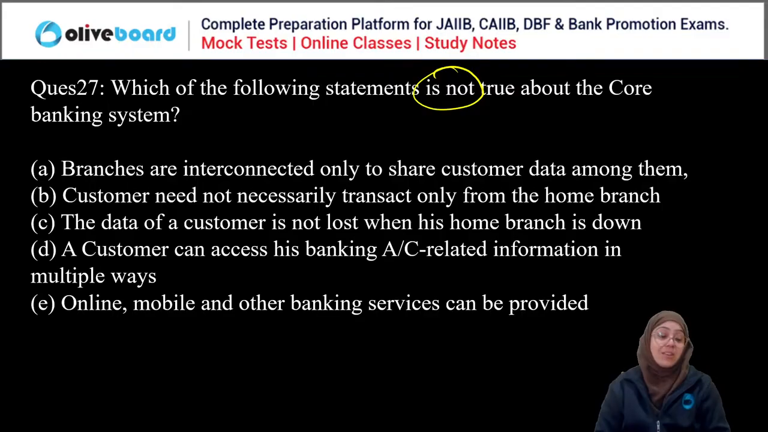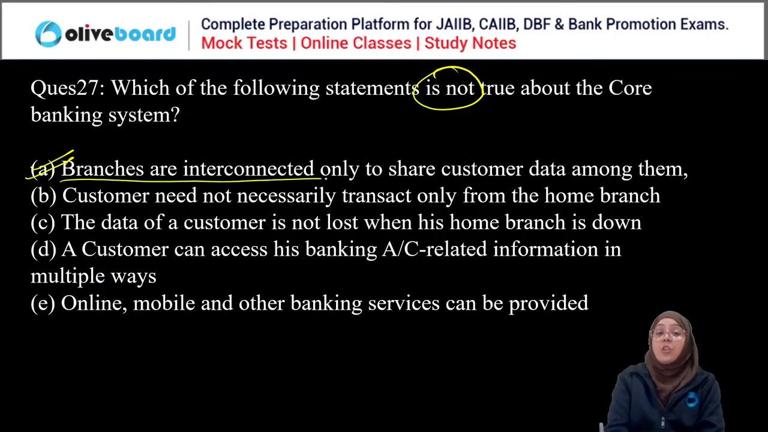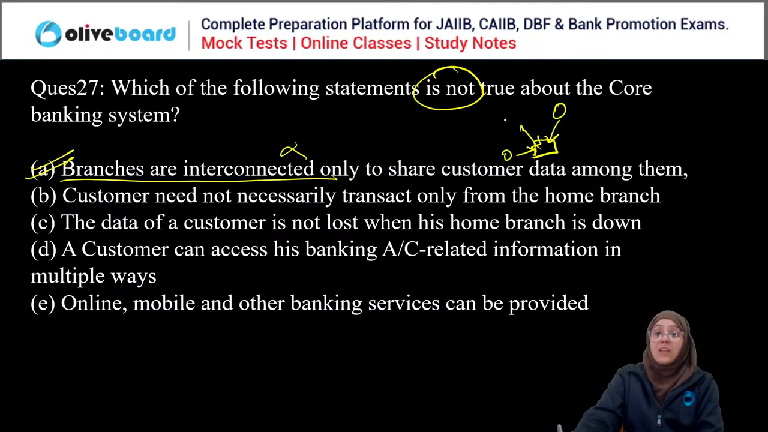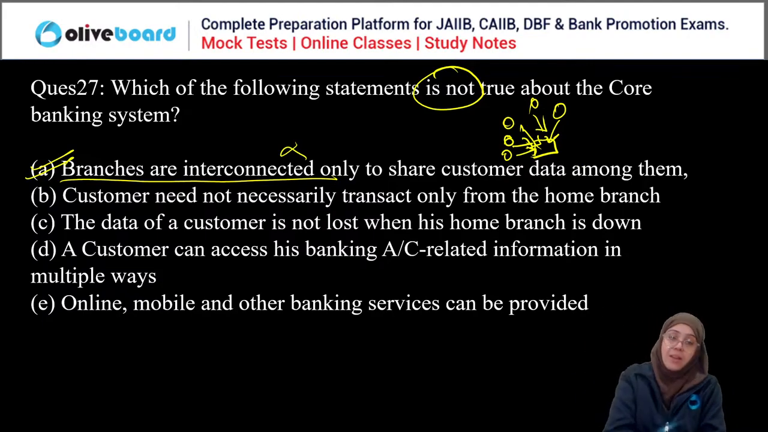Which of the following statements is not true regarding the core banking system? Everyone, you have to answer this question. Yes, obviously A is not true. Branches are not interconnected in the core banking system. Branches are connected to a centralized banking system. So there is a centralized branch to which every branch is connected, right? That is called the core banking system. They are not interconnected. They are connected to a centralized banking system, right?